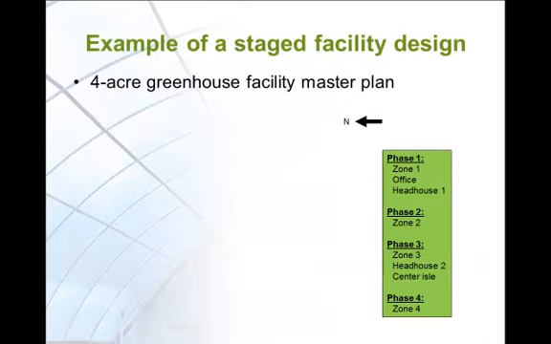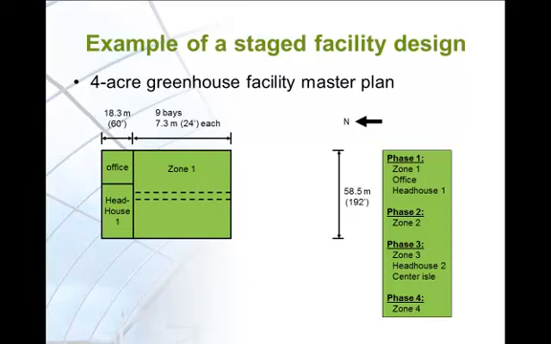Here is another example of a logical facility layout design involving fewer pieces. A simple 4-acre greenhouse facility master plan. This plan will develop a greenhouse facility in 4 phases. Phase 1 will start with a 1-acre production area, made up of 9 bays of 7.3 by 58.5 square meters of greenhouses, along with an 18.3 by 58.5 square meters area that is divided into an office that holds break and restrooms, and a headhouse that is dedicated for work and storage.